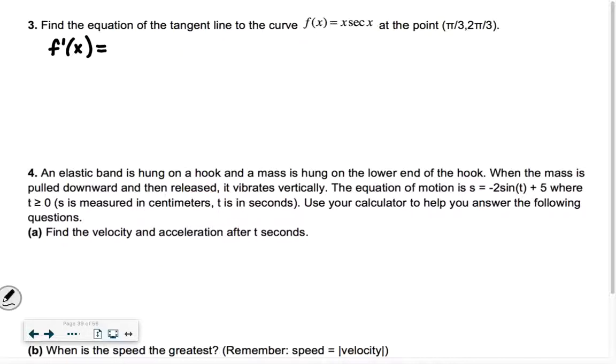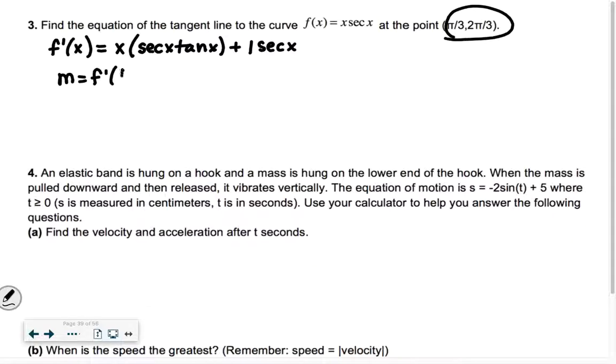So our first is x times the derivative of secant x. Do you guys know it yet? Secant x tangent x plus the derivative of x, which is 1, times secant x. And we're finding the equation of the tangent line, so we need a point and we need the slope. Well, we have the point, so we need our slope. So we're going to plug in the x value of pi over 3 in order to find it. It's going to be a little gross, because we have pi over 3 times secant of pi over 3 times tangent of pi over 3 plus secant of pi over 3.